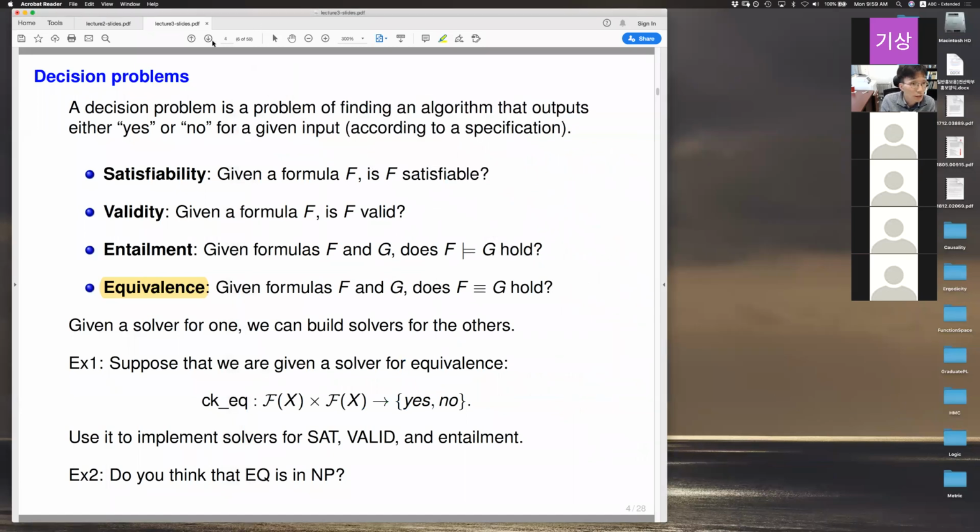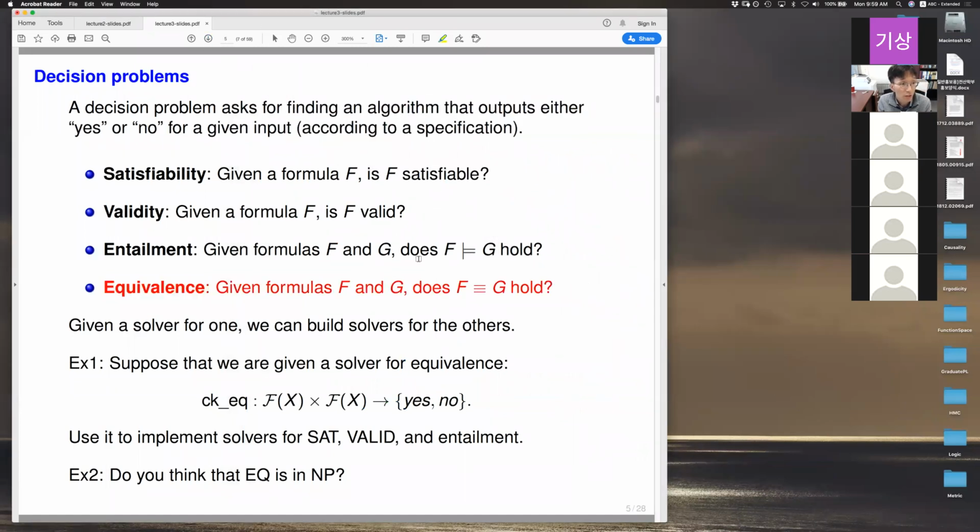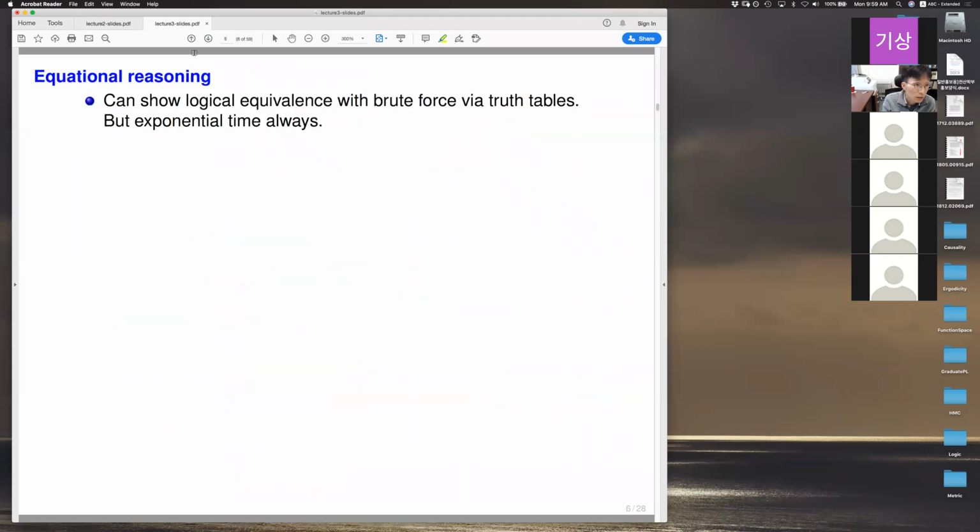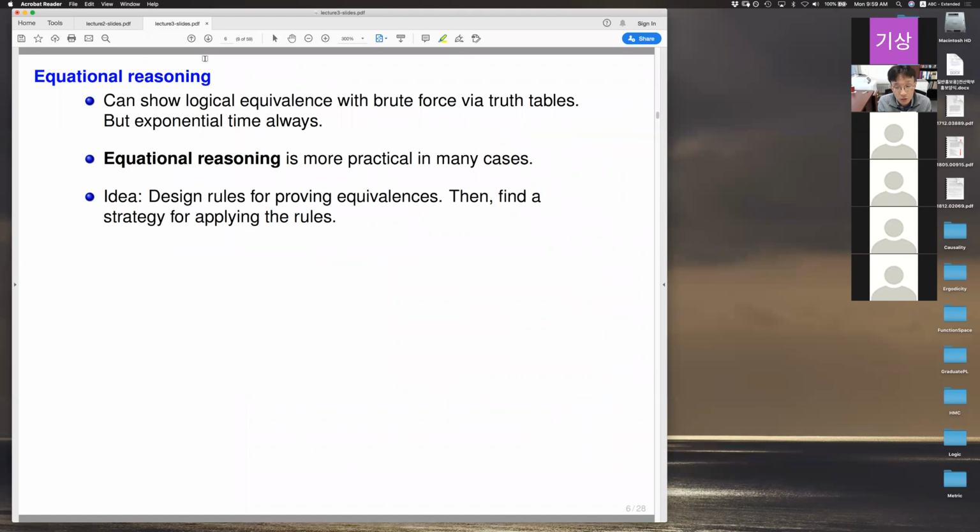Okay, let's go to the next. So in this lecture, we're going to focus on equivalence. Just like satisfiability, you can check equivalence by brute force, just using a truth table, but this will always take exponential time. A bit better approach is to use some rules. Using rules, sometimes we can prove equivalence of two formulas much more efficiently.